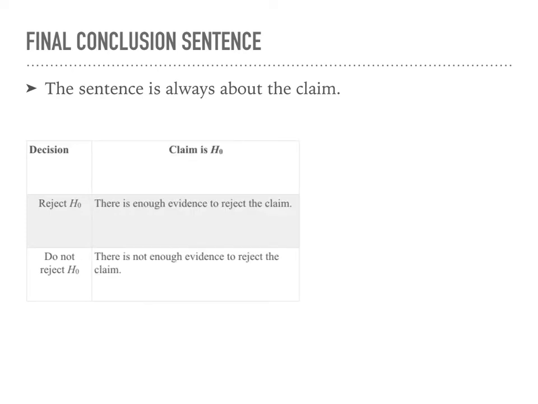If our claim was the null hypothesis and we decided to reject the null hypothesis, we would say there is enough evidence to reject the claim. We'd want to go ahead and finish the sentence stating what the claim was. If our claim was the null hypothesis and we had made the decision do not reject the null hypothesis, then we would say there is not enough evidence to reject the claim.